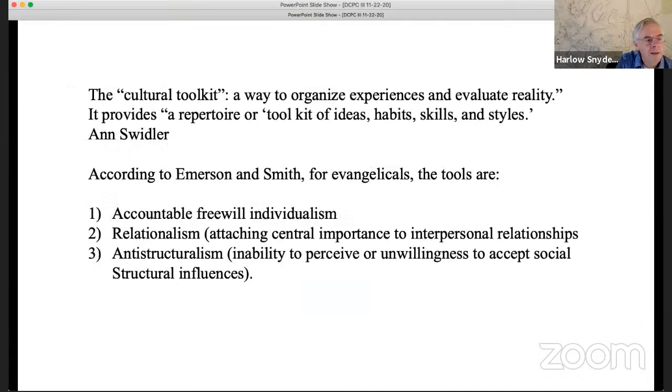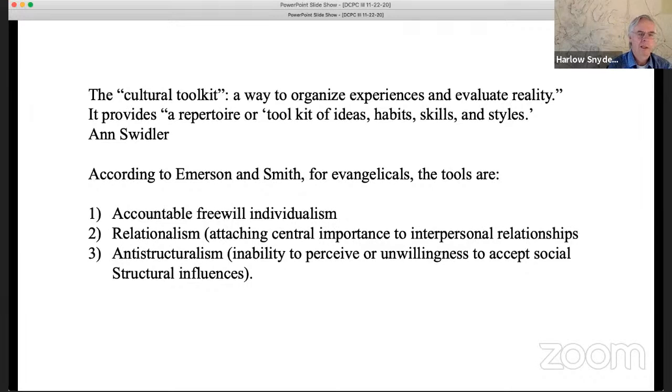So anyhow, that was really chapter 4. And at the end of chapter 4, they put up what I think is a really helpful thing called a cultural toolkit that they based on the writings of a sociologist, Ann Swidler. A cultural toolkit they define as a way to organize experiences and evaluate reality. A cultural toolkit provides a repertoire of ideas, habits, skills, and styles, according to Swidler's article.